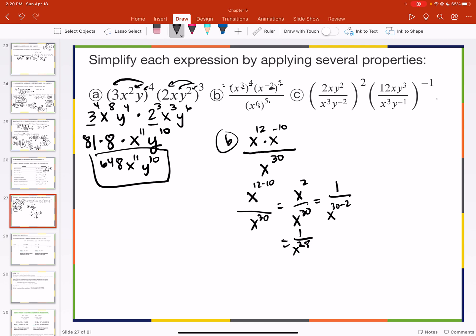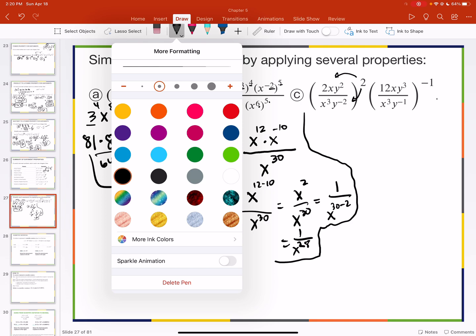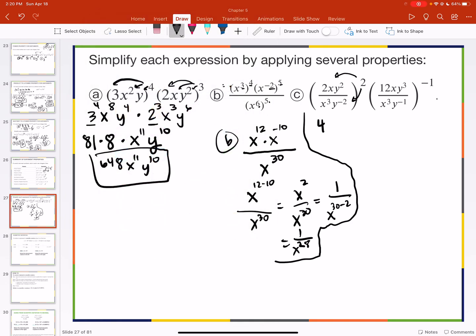All right. And then for the last one, C. Let's go ahead and do that. So you distribute on the top, distribute on the bottom, and then let's continue. So we have here 4, 2 times 2 is 4, x squared y to the 4th over x to the 6th, y to the negative 4, times, and this negative just means to flip it, x cubed y to the negative 1 over 12xy cubed. So it's just important that you can see how distribution and all of that works.